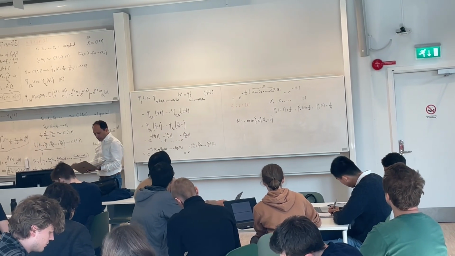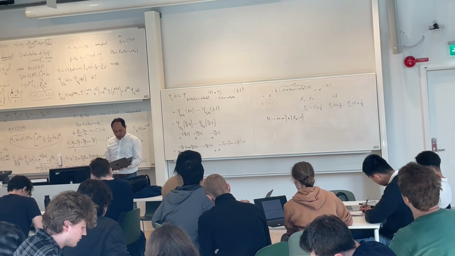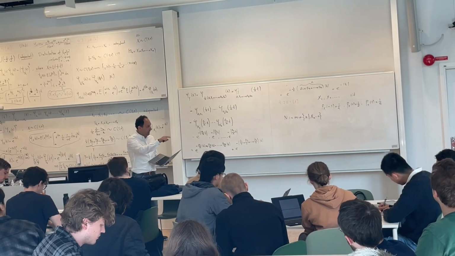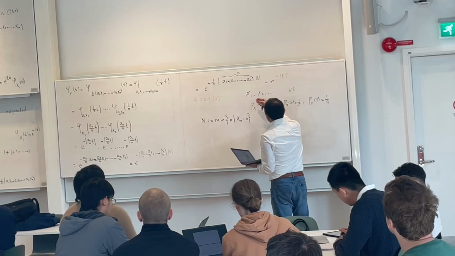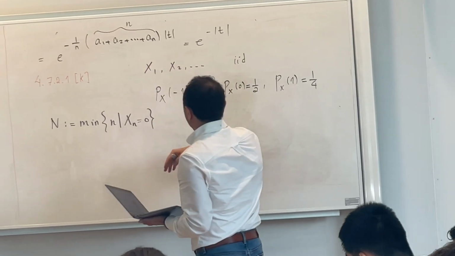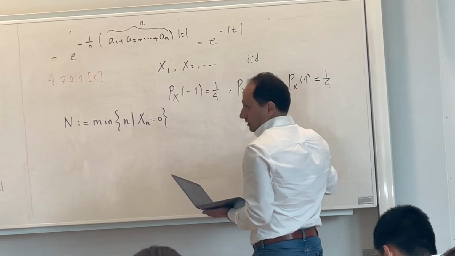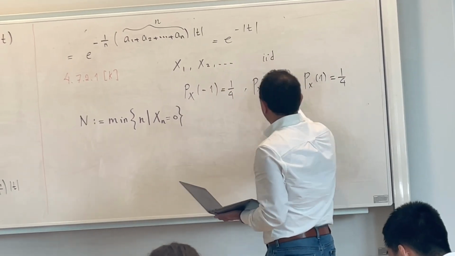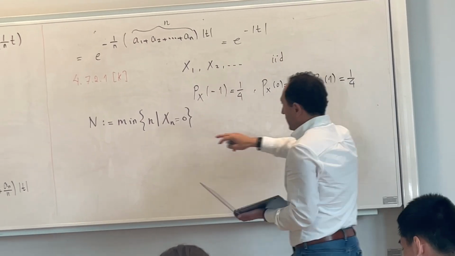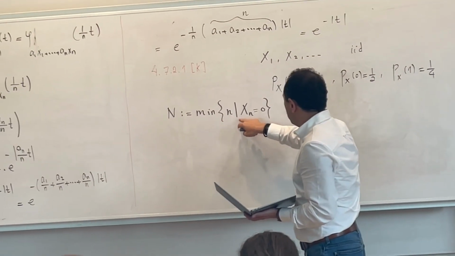In other words, n is the smallest, or the first, n such that x sub n is equal to 0. Because from here you know that if I ask you what are the possible values for x1, they are -1, 0, and 1. Yes, these are the only possible values for each one of these random variables. They are IIDs, and then I define n to be the minimum of this list.